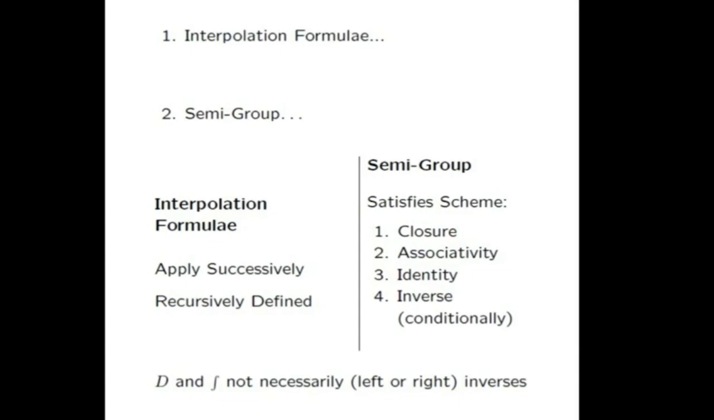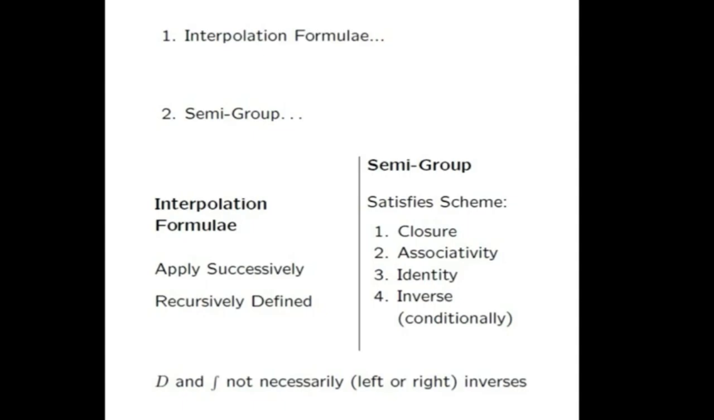An interpolation formula is a result of applying an operator successively, so the result can be obtained recursively. A semi-group is a mathematical structure which is similar to a group, not in the mathematical sense but in the linguistic sense, where it satisfies the axiomatic scheme of having closure, associativity, an identity, and an inverse element. But what makes it a semi-group is that the inverse element is conditional. It has an inverse element depending on certain characteristics.